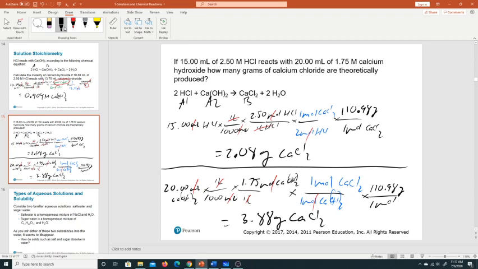Okay, so now we have two answers. But remember, we always pick the smaller one of the two. So we can't make any more than 2.08 grams calcium chloride because that is the smaller amount. Therefore, HCl is the limiting reagent. So that's how we do basically solution stoichiometry. For more examples of these, please take a look at my Module 10 videos from Chem 1025.